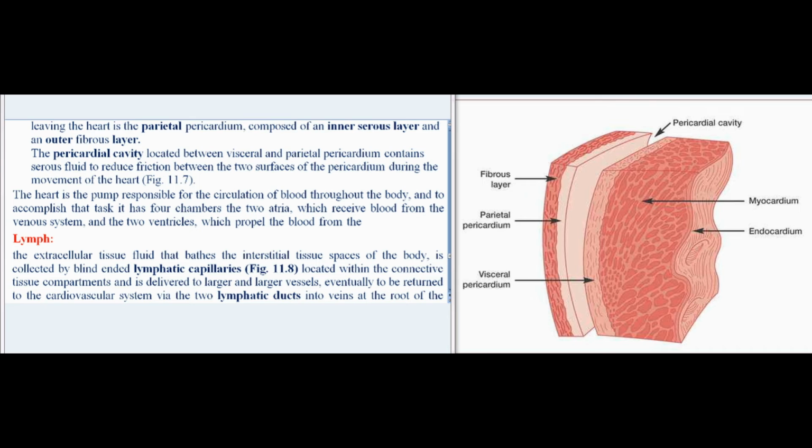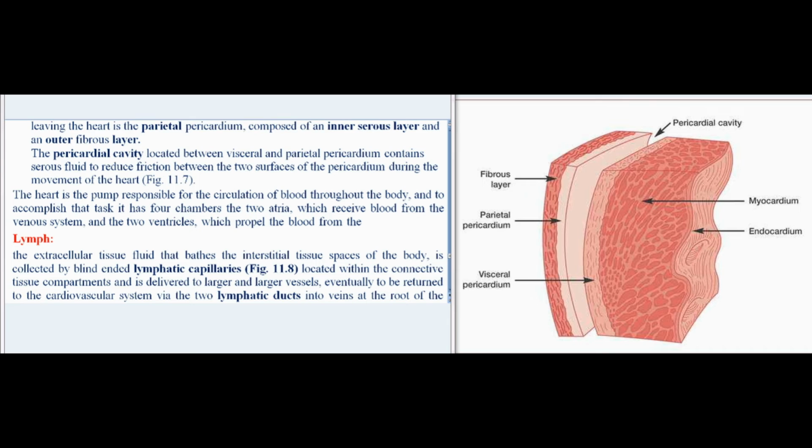The heart is the pump responsible for the circulation of blood throughout the body, and to accomplish that task it has four chambers: the two atria, which receive blood from the venous system, and the two ventricles, which propel the blood.